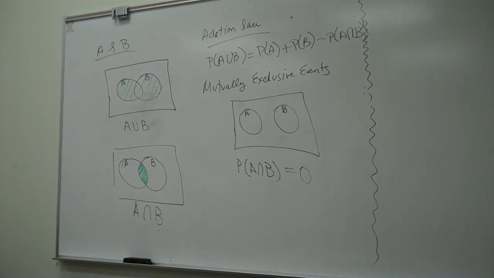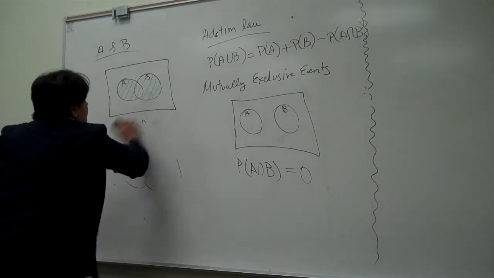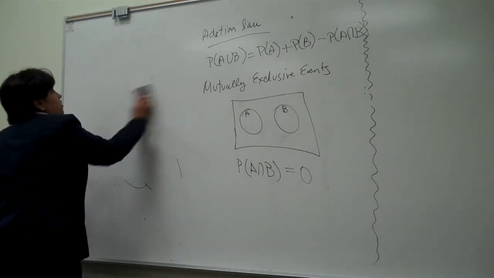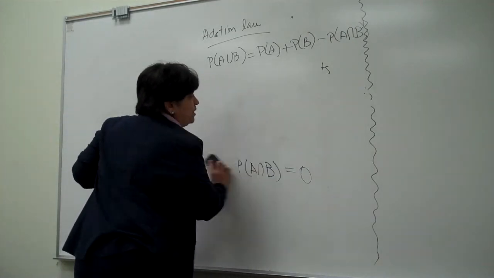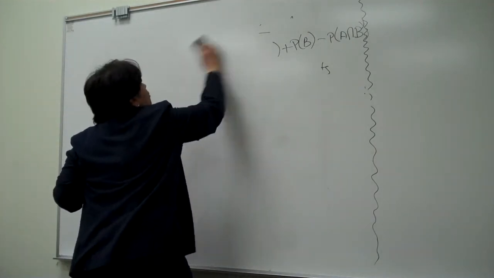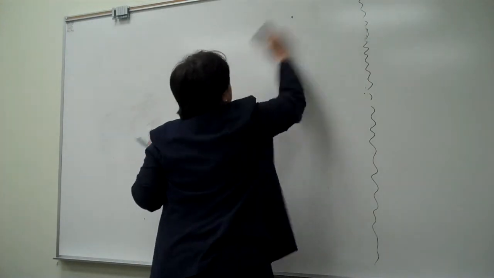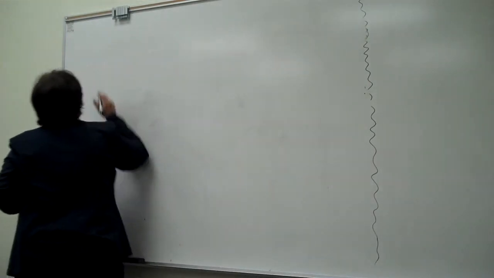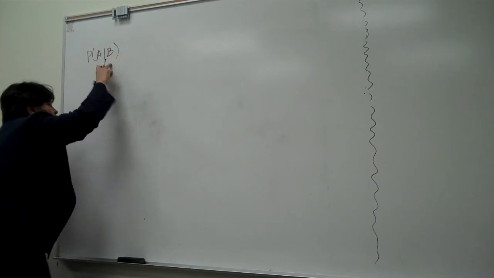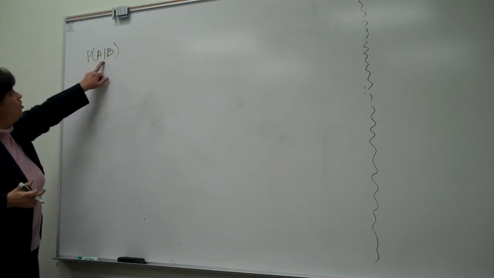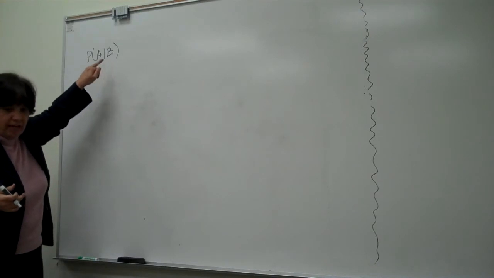Now, let's talk about conditional probability. Conditional probability is, as its name says, something that happens conditioned on something else. The probability of A given that B already happened. That is called "given that B already happened."